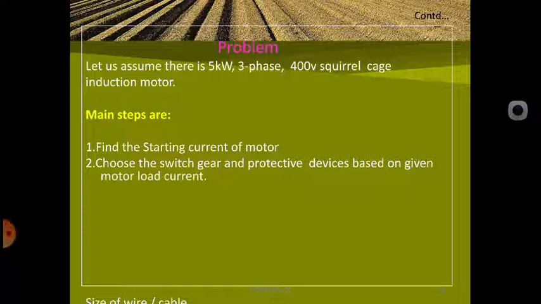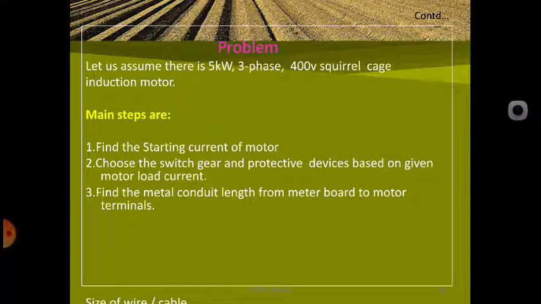And the second thing: choose the switchgear and protective devices based on the given motor load current. After knowing the full load current, taking double, 2 times, we get some idea of the starting current. Based on the starting current, we are going to choose the three phase voltage and current ratings of the devices.